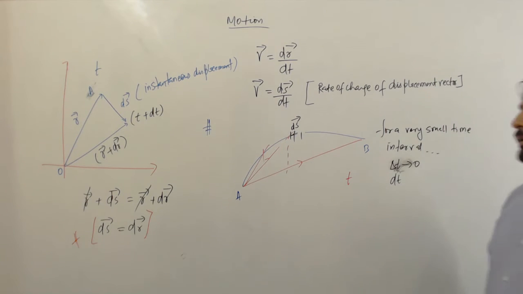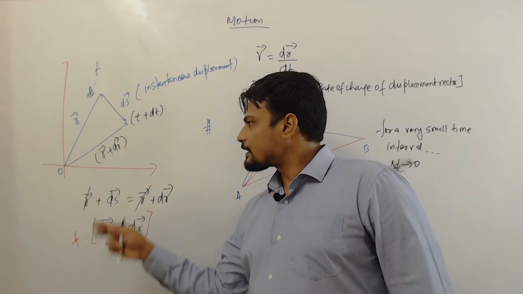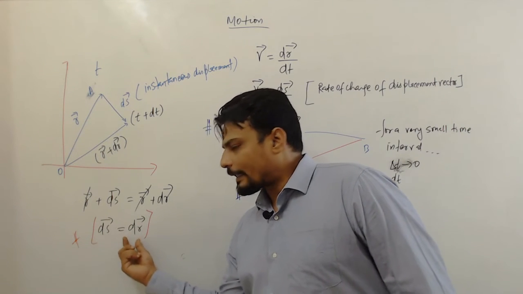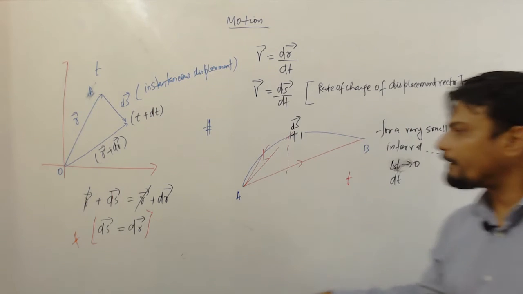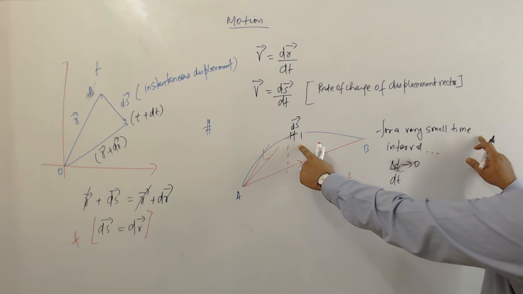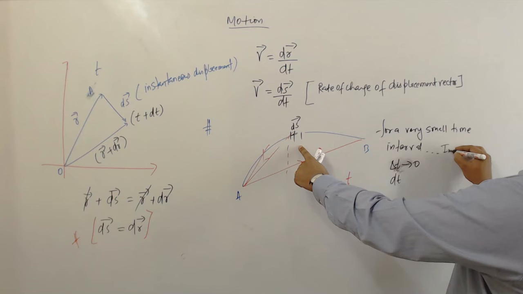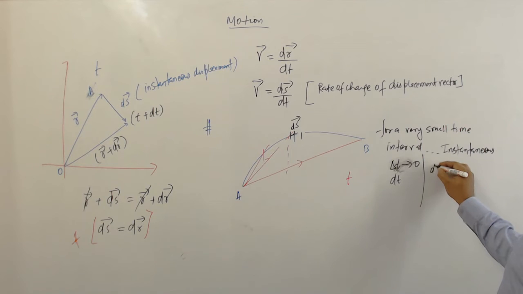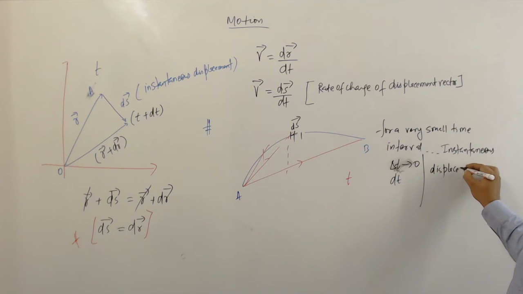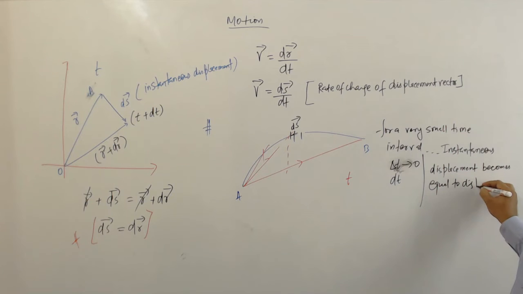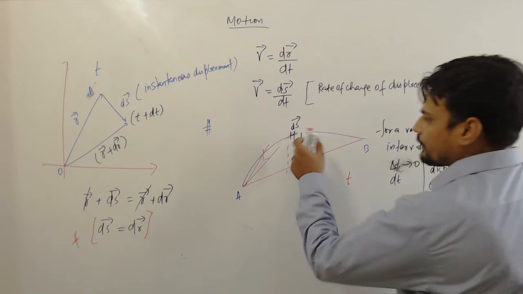Now what can we conclude? This is valid for small time, right? It means for a small time period, the displacement vector and the position vector, the change in position vector, becomes the same. So can I say that for a very small time interval, the instantaneous displacement becomes equal to the distance, है ना जी, for a small time interval.